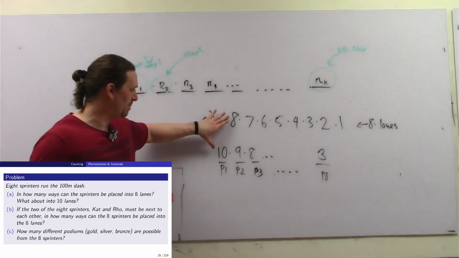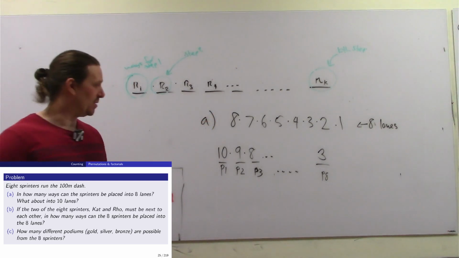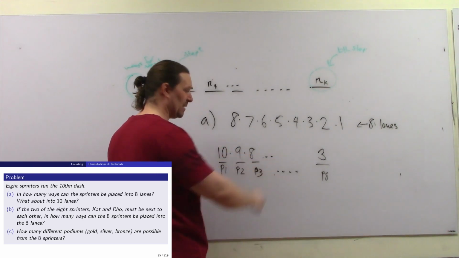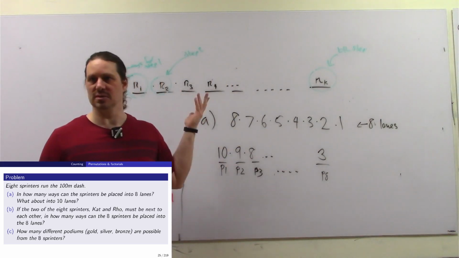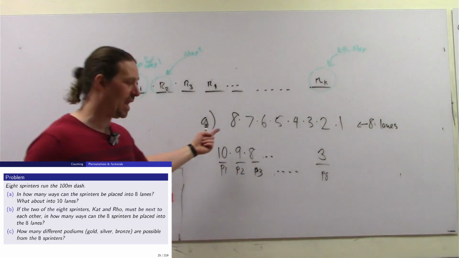How do these two numbers compare? The second's, of course, larger, right? Notice this is 8, 7, 6, 5, 4, 3, 2, 1. This is 10, 9, 8, 7, 6, 5, down to 3. I've replaced a 2 and a 1 here with a 9 and a 10. Of course, this product's bigger, but it should be. There are more ways to put 8 people in 10 lanes than there are to put 8 people in 8 lanes.